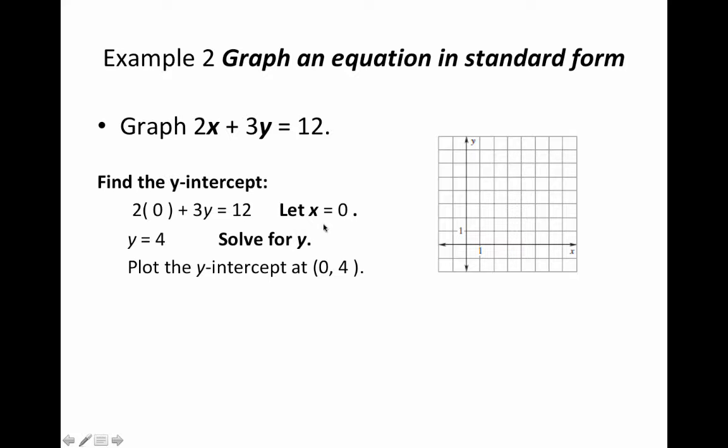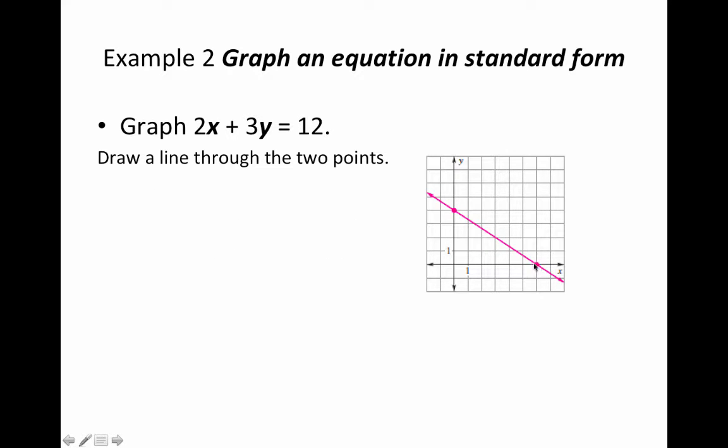For the y-intercept, you're going to let x equal 0, so you take that same original equation and substitute in 0 for x, so you'll have 2 times 0 plus 3 times y equals 12. Well, 2 times 0 is just 0, so if I have 3y equals 12, I divide both sides by 3, and I get y equals 4. So the y-intercept is 0, 4, so I would plot that. Let's see, 1, 2, 3, 4, 0, 4. I would plot that on my y-axis.